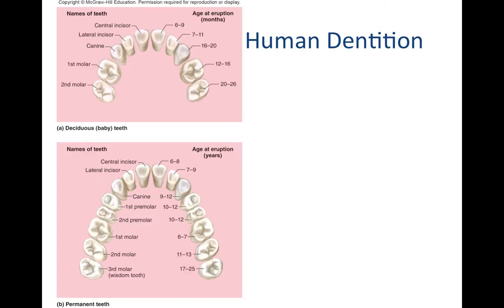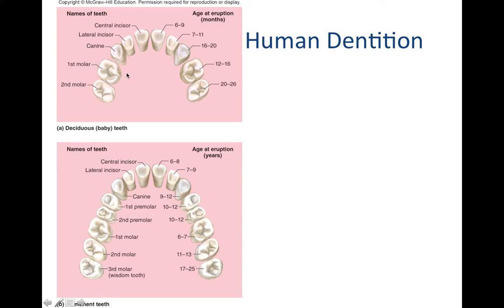When we look at the different types of teeth, we have 2 different sets of teeth. We have our baby teeth, which are called our deciduous teeth or our milk teeth, up here. And then we have our permanent or adult teeth. And you actually have more adult teeth, and each tooth is larger as an adult compared to our baby teeth.